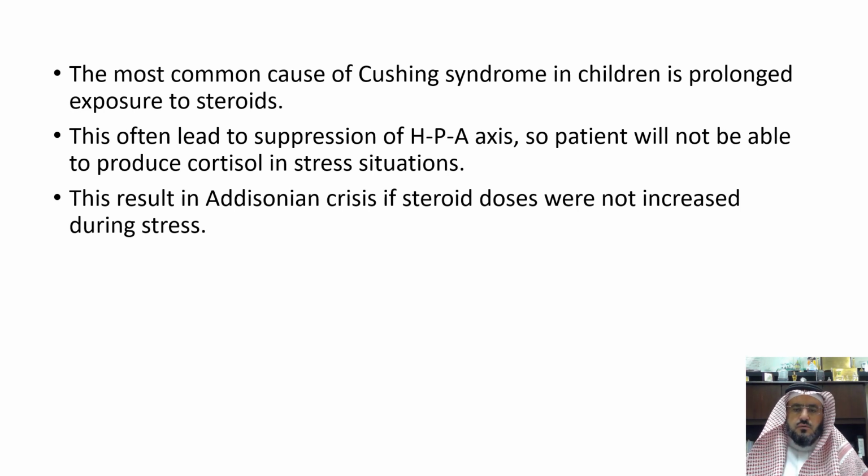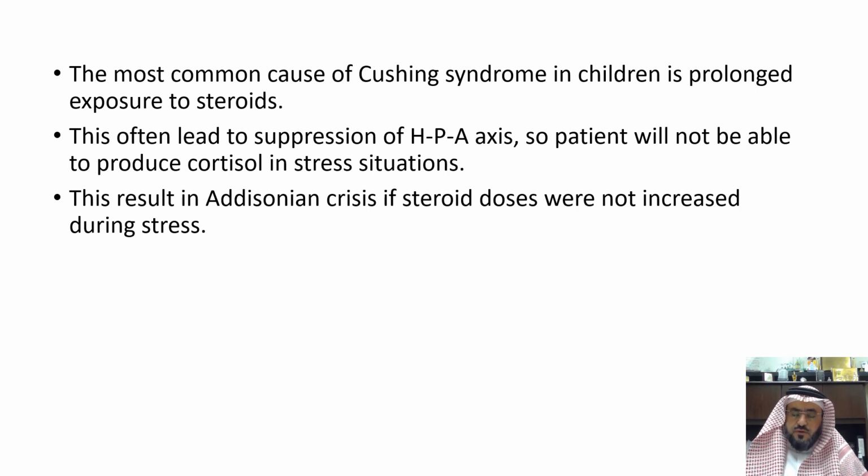So, what's the explanation of Addisonian crisis in a child with Cushing syndrome? The most common cause of Cushing syndrome, as you know, is prolonged exposure to steroid. For example, a nephrotic syndrome child taking a steroid. During the relapse, the patient should take the steroid, and then the nephrologist starts to wean down and taper down the steroid.